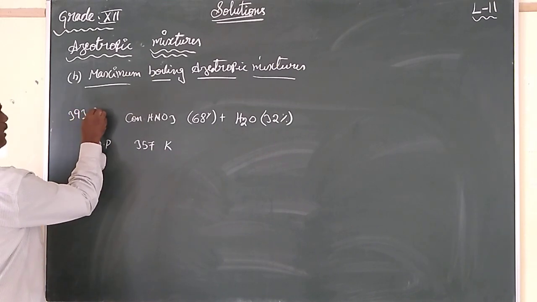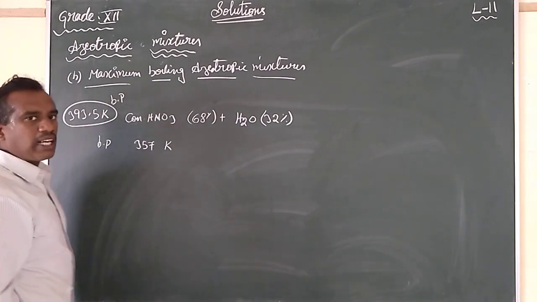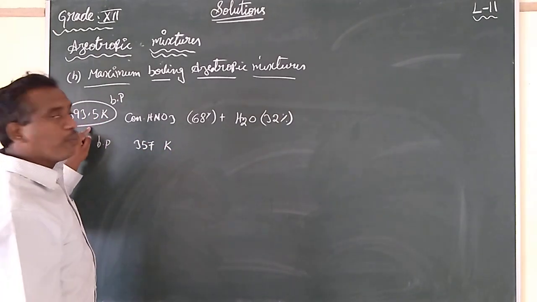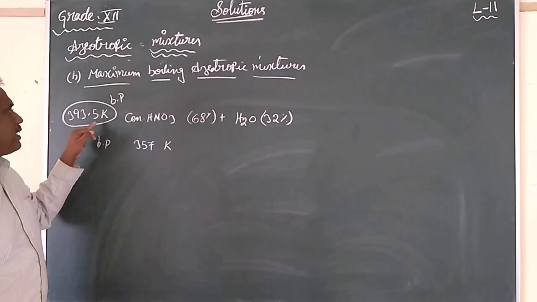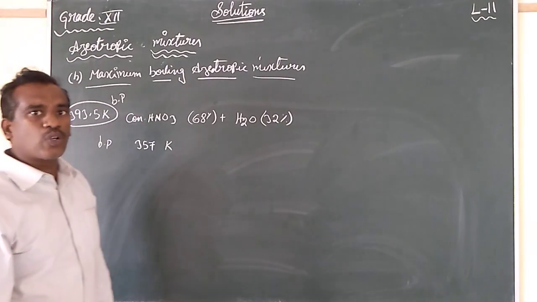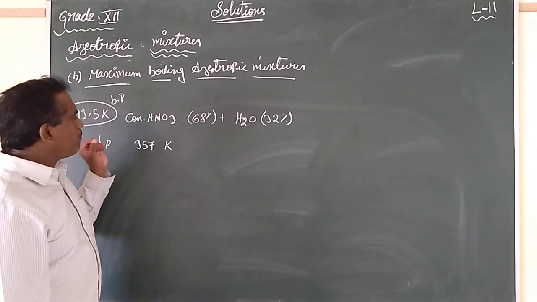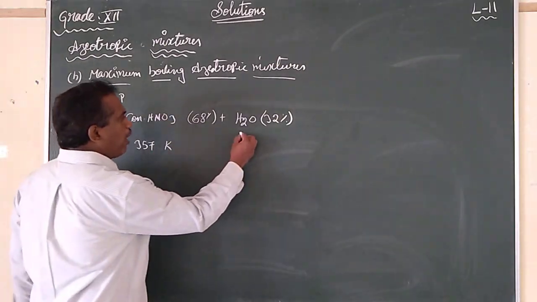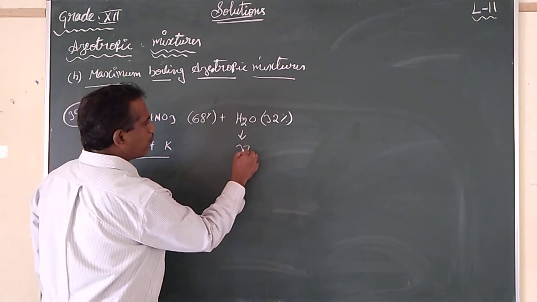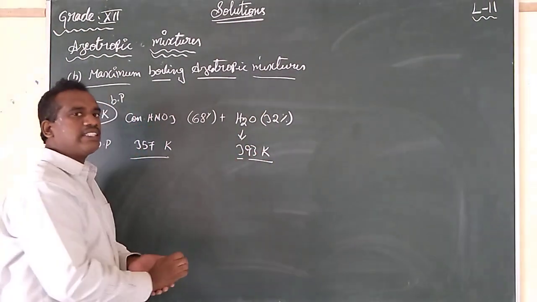around 393.5 Kelvin. At what temperature are they going to boil? These mixtures of nitric acid and water are going to boil at a constant temperature of 393.5 Kelvin. So can you call them azeotropic mixtures? Yes, we can. But the point we need to observe is, among nitric acid and water, the boiling point of nitric acid is 357 Kelvin, whereas the boiling point of water is 393 Kelvin.